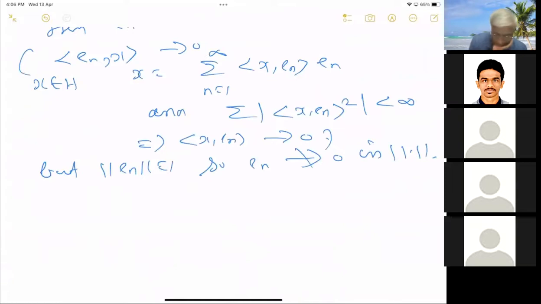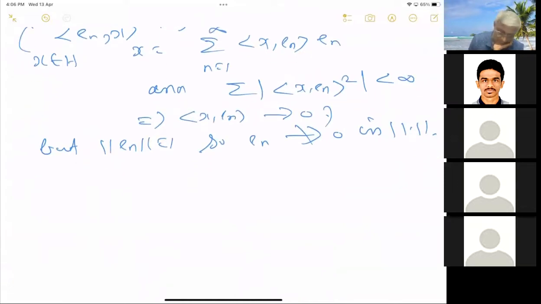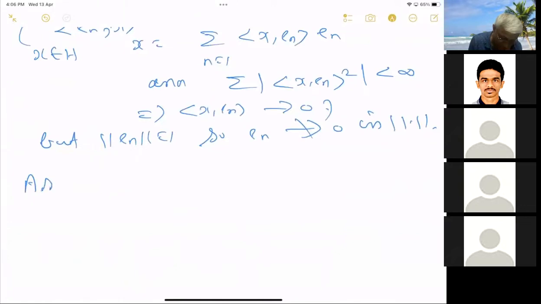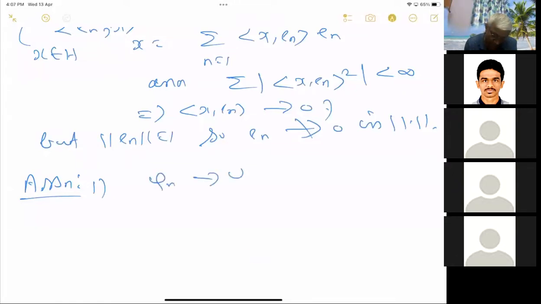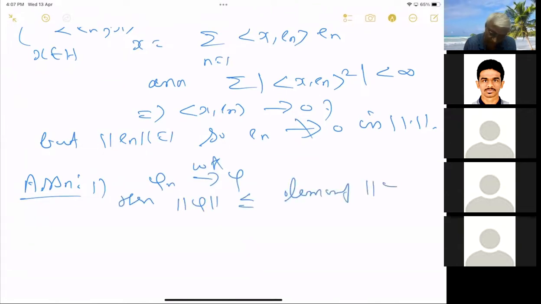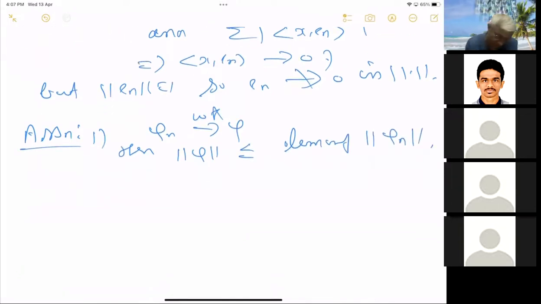Okay. So what else? Let me give some assignments now. So these are all assignments. The first assignment: if phi_n converges to phi in the weak star topology, then the norm of phi is less than or equal to the lim inf of the norm of phi_n. This is very easy. You just have to write down the definition.